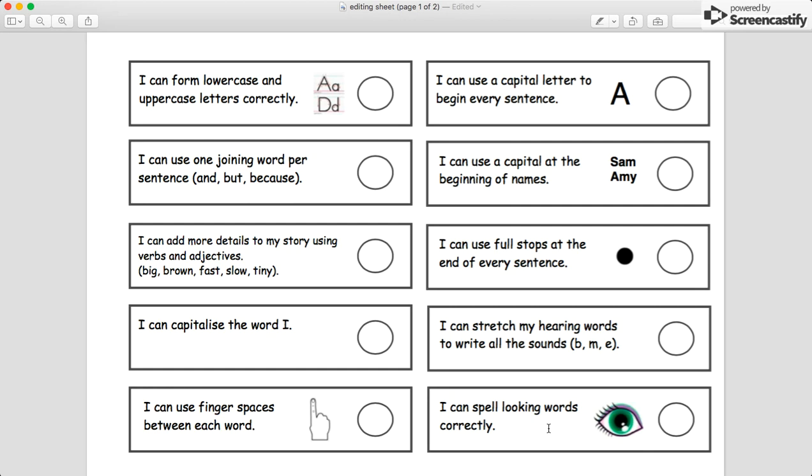Have a go. Bring it to me when you think you've checked all of these things.